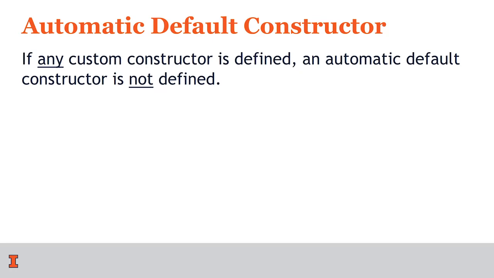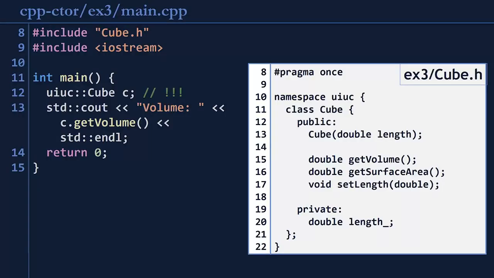We're going to see this trend happen throughout all of the different pieces of the constructor that we're going to see throughout the videos this week. Let's look at one example of where this comes into play. So thinking about a combination of our 2 different programs we've seen so far, here in example 3, we have a UIUC cube C being defined on line 12. Let's look at the cube.h class that's here in the example 3 folder. Here we see that on line 13, the only constructor we have is a 1-parameter constructor.